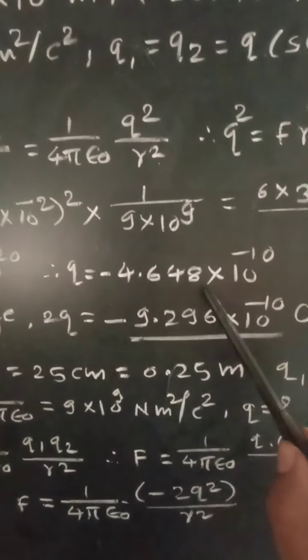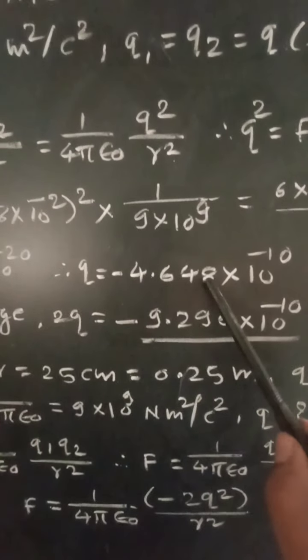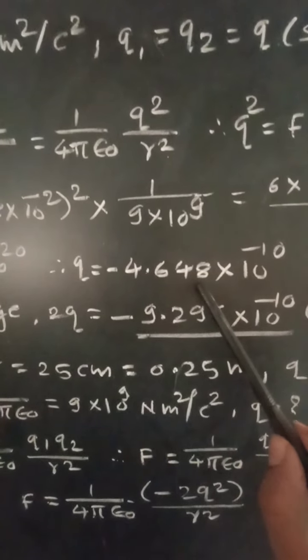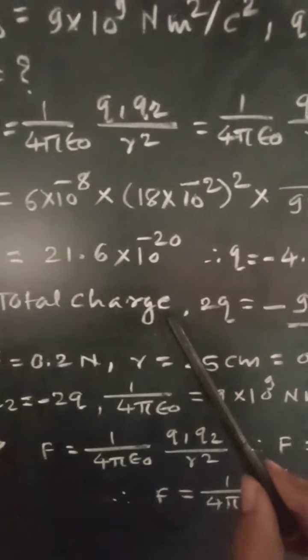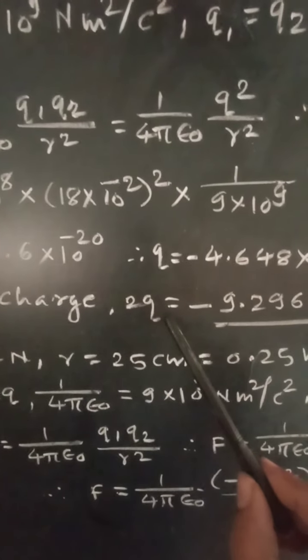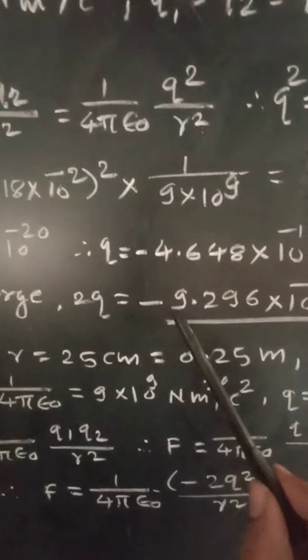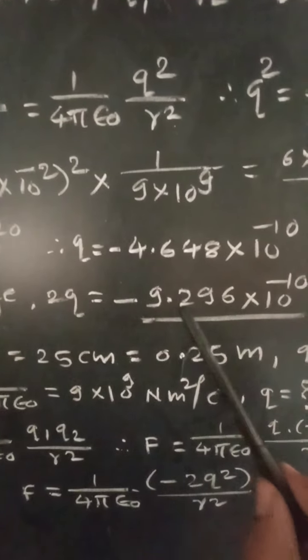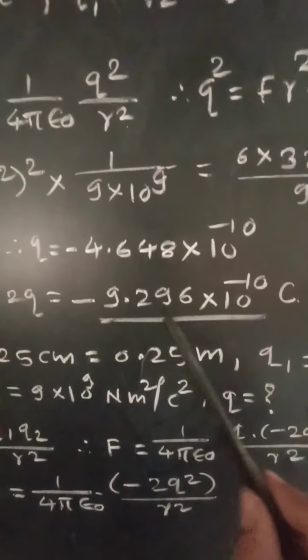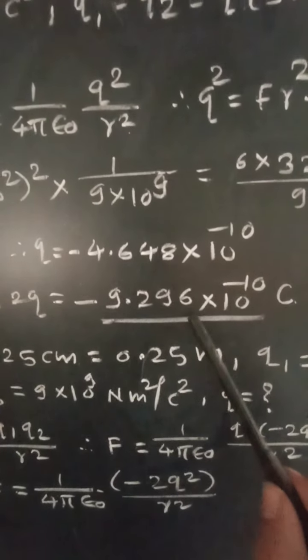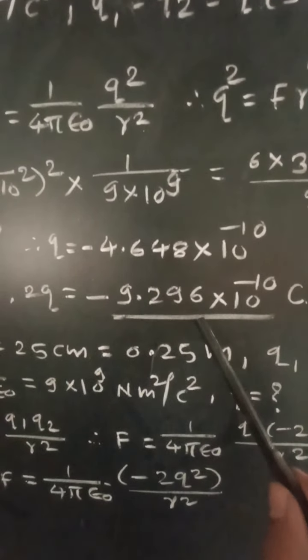So this will be the charge Q present on each sphere, and therefore the total charge present on both spheres will be equal to 2Q, which comes out to be minus 9.296 into 10 raised to minus 10 Coulomb. So this will be the total charge present on these two spheres.